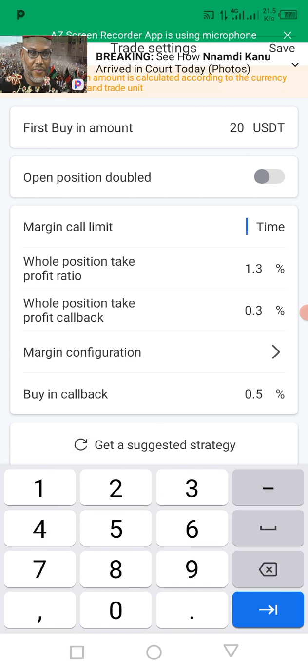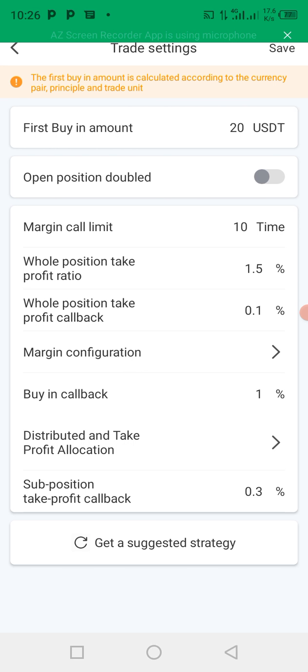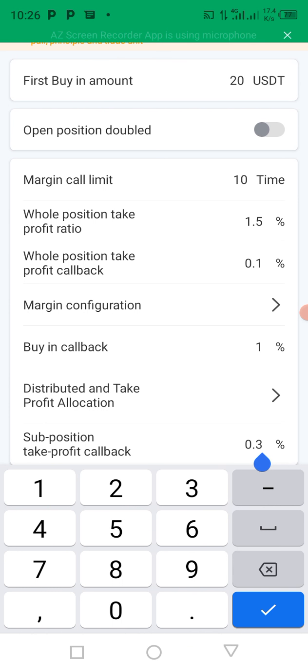You can increase the 7 times to 10 times. You can increase the profit margin from 1.3% to 1.5%. This whole position take profit callback, you can make it 0.1. Then this buy-in callback, you can make it 1%. Then you go to sub-position take profit callback, you make it 0.1% also.